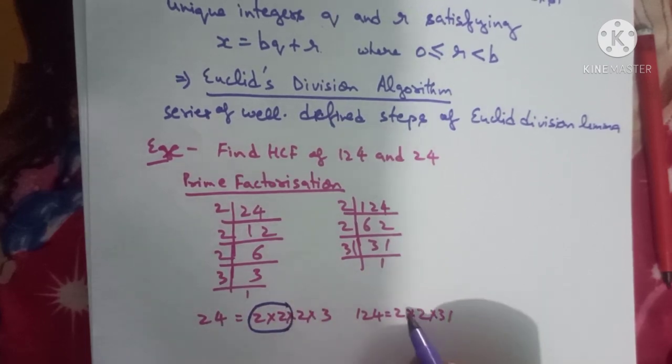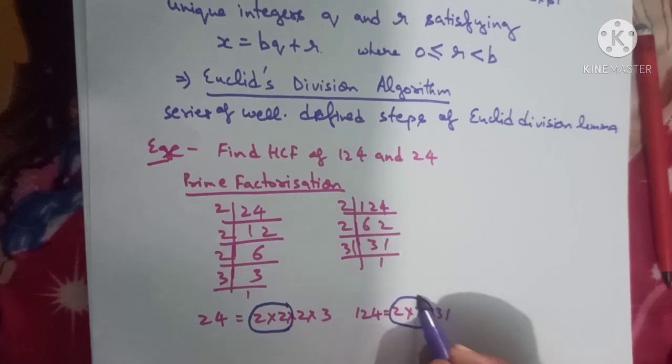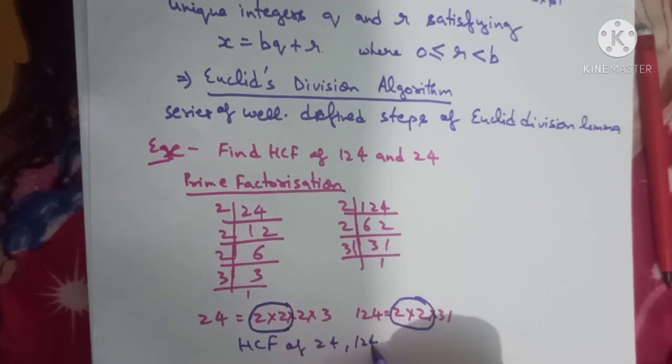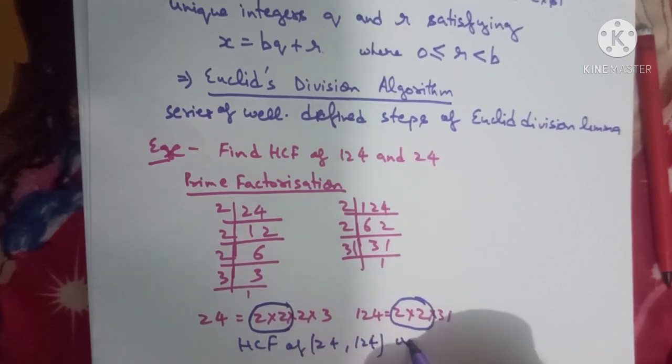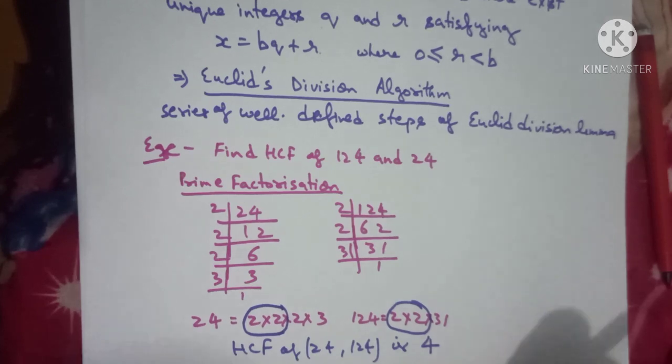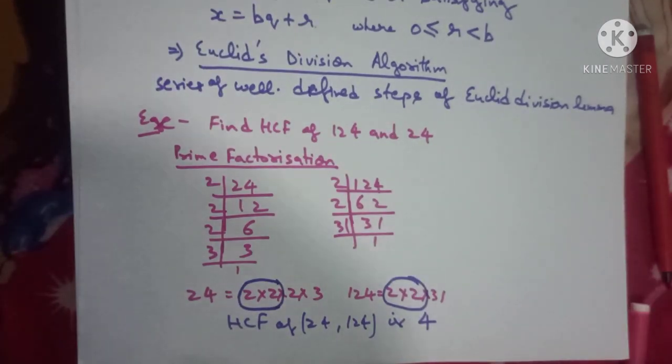2 into 2, and this is 2 into 2. So the HCF of 24 and 124 is 2 into 2, that is 4. So this is the prime factorization method. You already know this method.